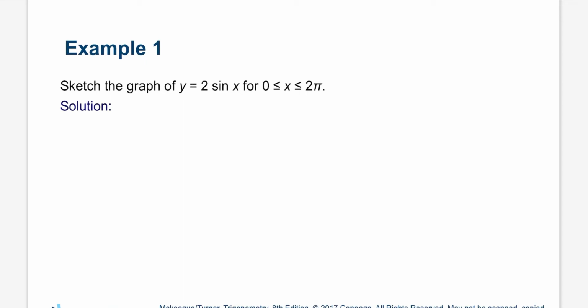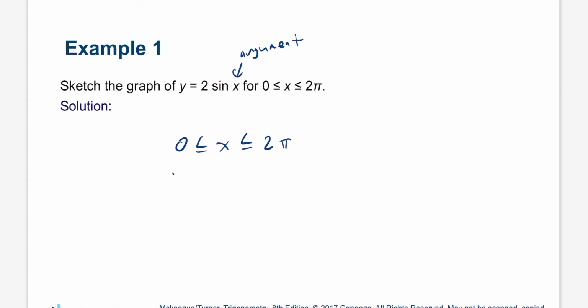Whenever you have sine or cosine, you always take the argument, which is x in this case. This is called the argument. And you always put it in between 0 and 2 pi, because that's one full period for the sine graph. Then you solve for x. In this case, it's already solved, so you're ready to go. And then your amplitude is given by the absolute value of this number.